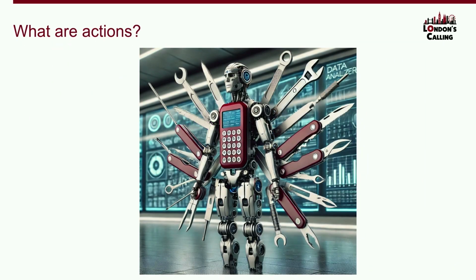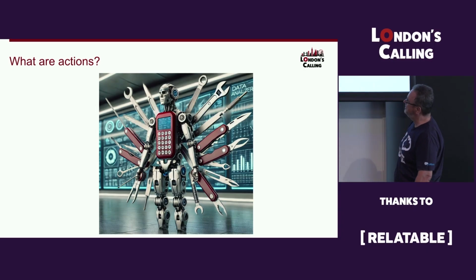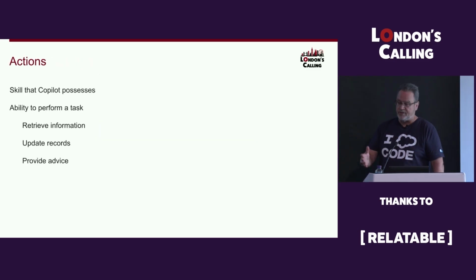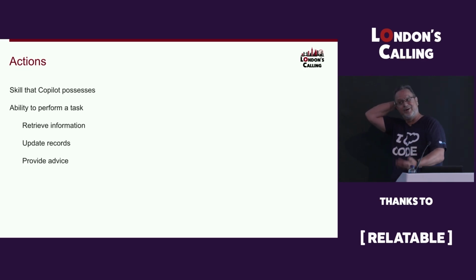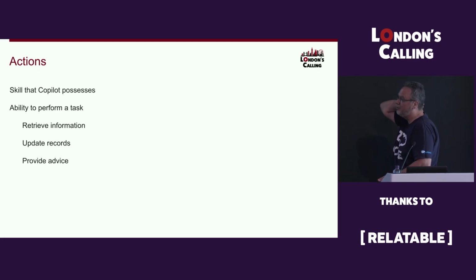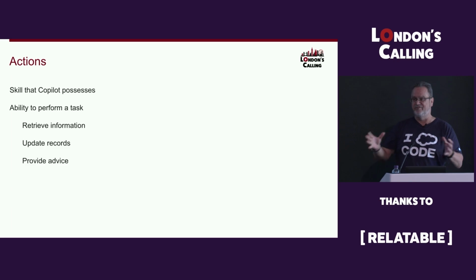So what are actions? So this is my Swiss Army knife AI assistant. So I said I want it to look like a Swiss Army knife. And typically for AI, we've got like 6 Swiss Army knives attached to a mobile phone. So awesome. So these are skills, effectively, is the way I like to think about it. They're skills that Copilot possesses, and those skills allow it to do something. So it can go and retrieve information, I can get it to update records, it can provide advice, it can generate content, but it needs to be configured with those skills.